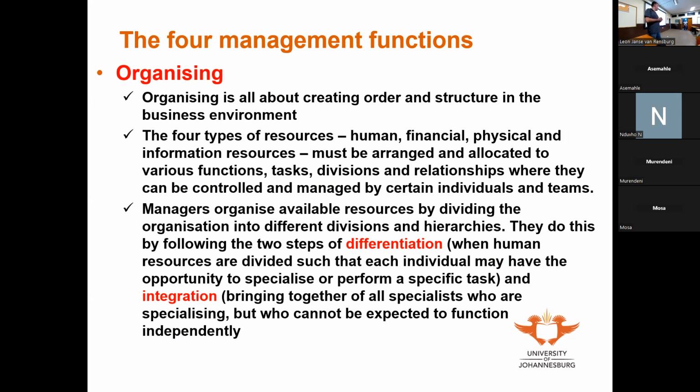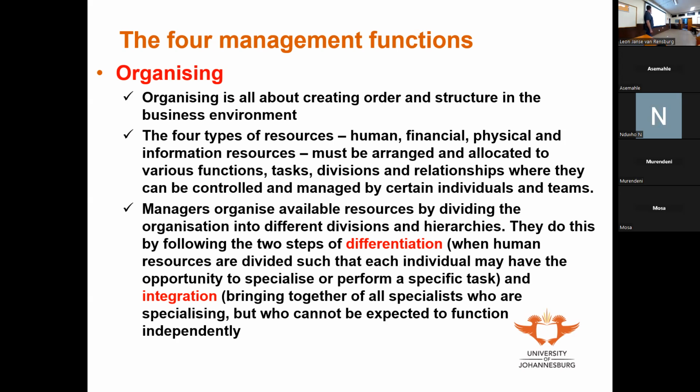Once you've got a plan, you need to organize the resources for this plan. Okay? Very easy to understand. We've got a plan, now we need to organize the resources. So we're going to go to Cape Town. That's the plan. We need to organize some money, and we need to organize the suitcase, and we need to organize ourselves to get there. So that's when we start. You can't execute the plan without organizing the resources.